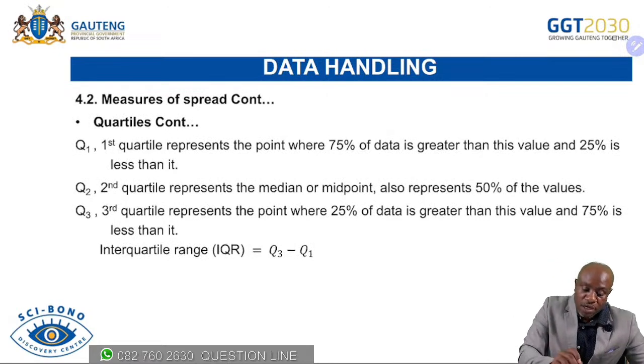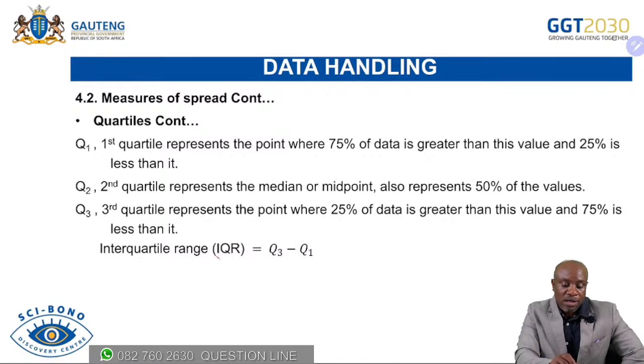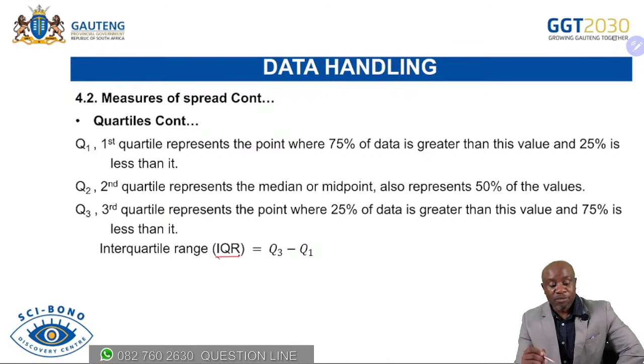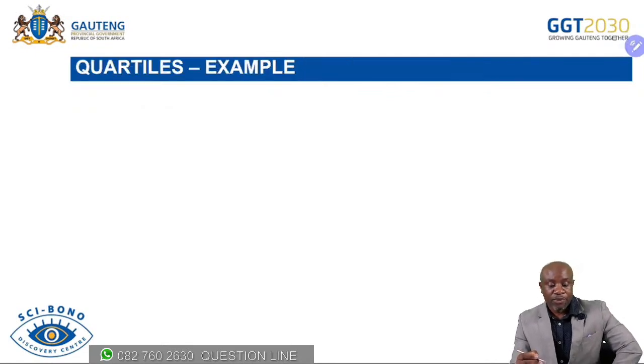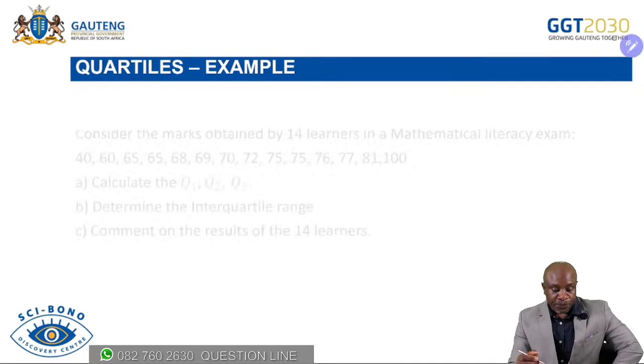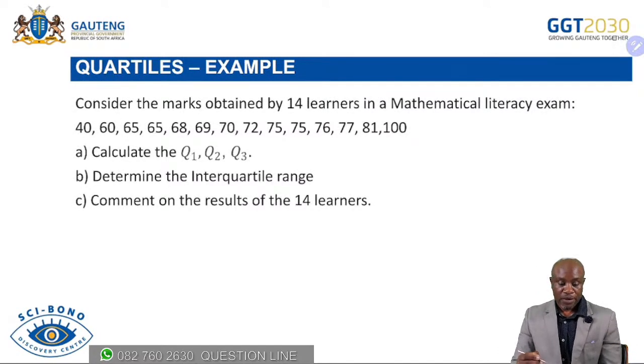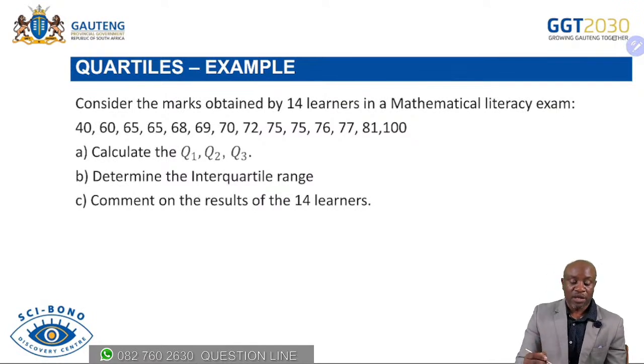Then we come to a situation where we call this thing IQR. Simple, it means interquartile range. That is Q3 minus Q1. Now I'll give you an example quickly, and then ask you to do some questions, and that will be about 5 minutes or 10 minutes for you.